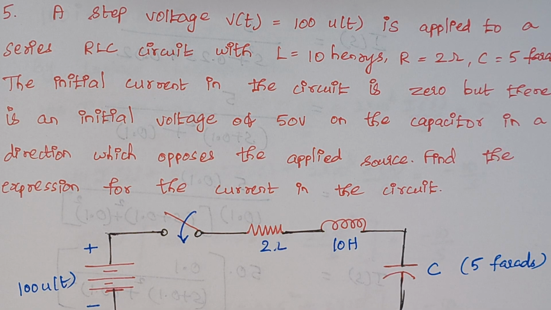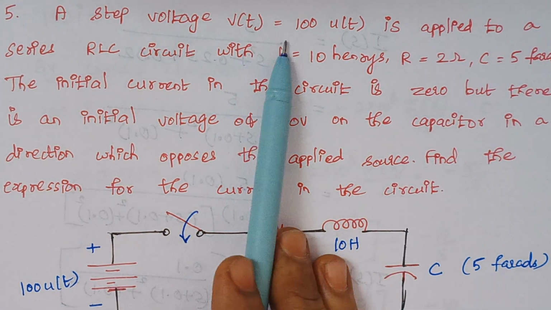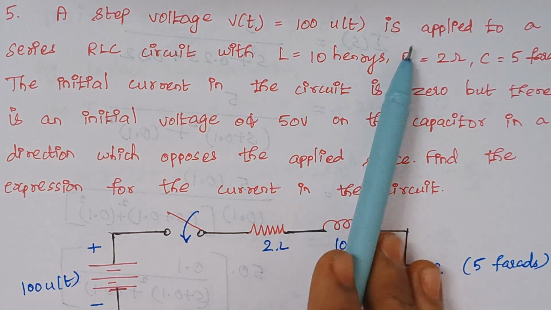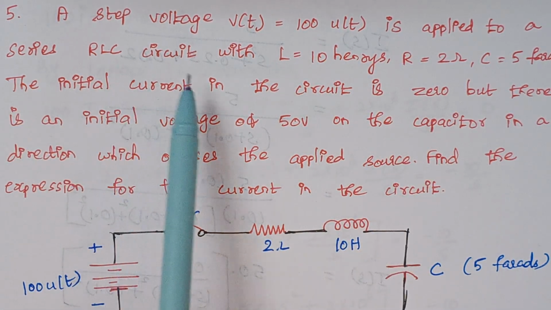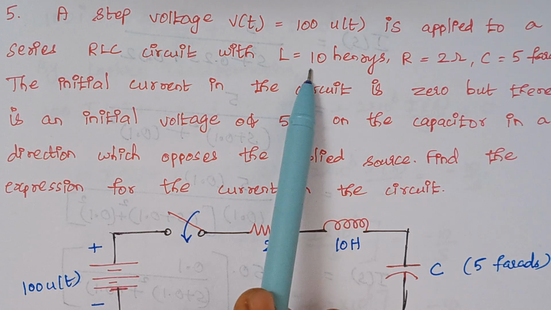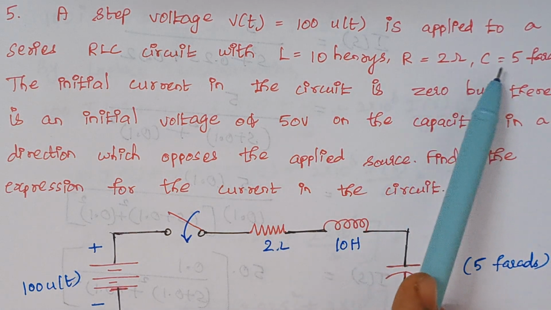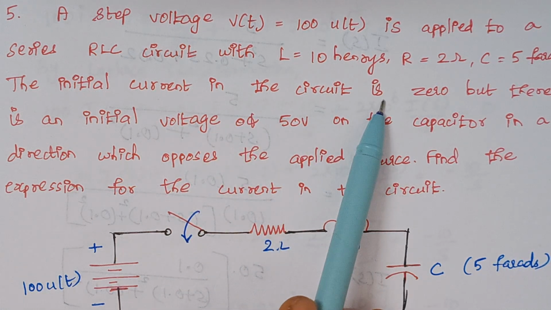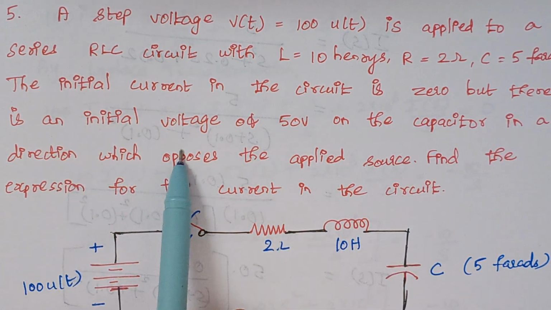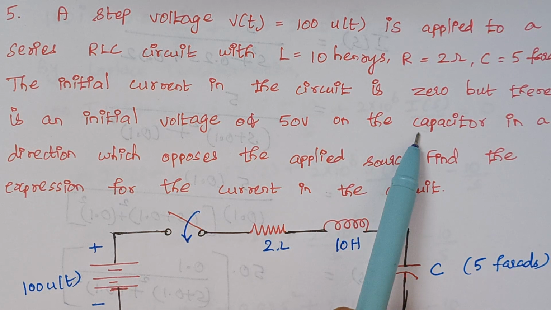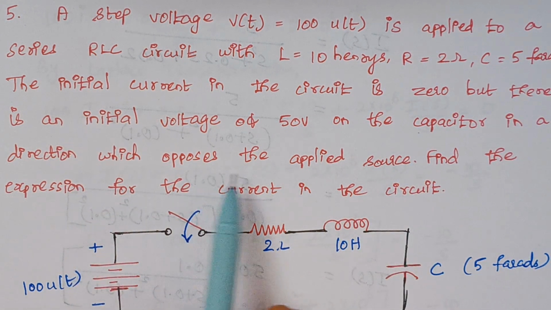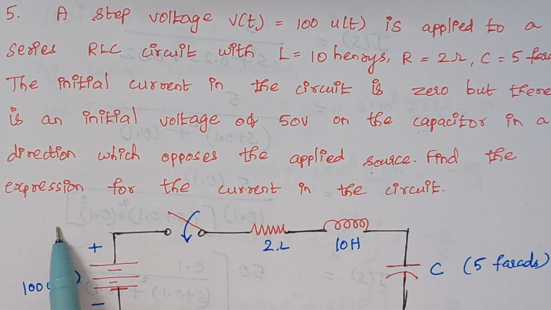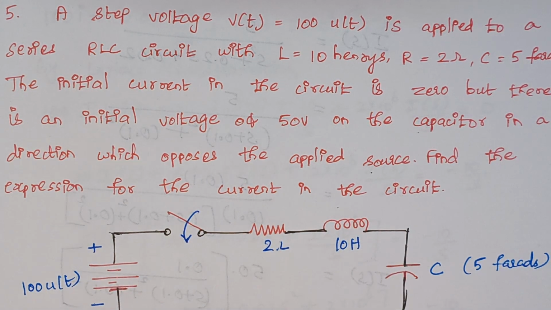Our next problem is a step voltage V of t is equal to 100 U of t is applied to a series RLC circuit with L is 10 Henry, R is 2 ohm and C is 5 farads. The initial current in the circuit is 0, but there is an initial voltage of 50 volt on the capacitor in a direction which opposes the applied source. Find the expression for the current in the circuit.